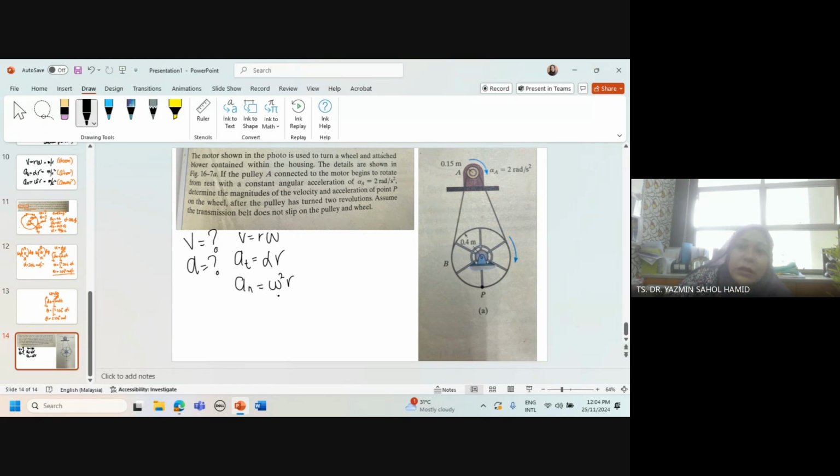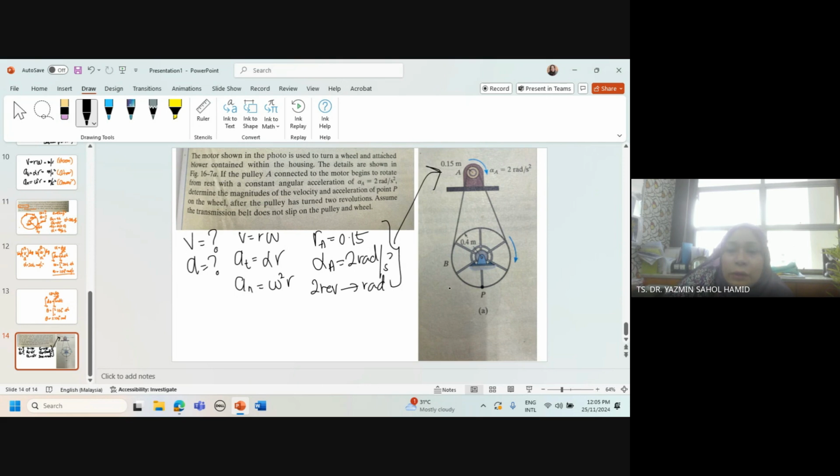Okay, tapi if you notice, we have a motor. Motor dekat A, and then we have a blower. Okay, dekat A tu motor. Kita ada R dekat A, berapa? 0.15. And then kita ada alpha A berapa? 2 radian per second square. Dan juga dia ada bagi tahu the pulley has turned 2 revolutions. 2 revolutions berapa radian? Okay, so ni adalah maklumat yang kita dah ada, dekat atas ni.